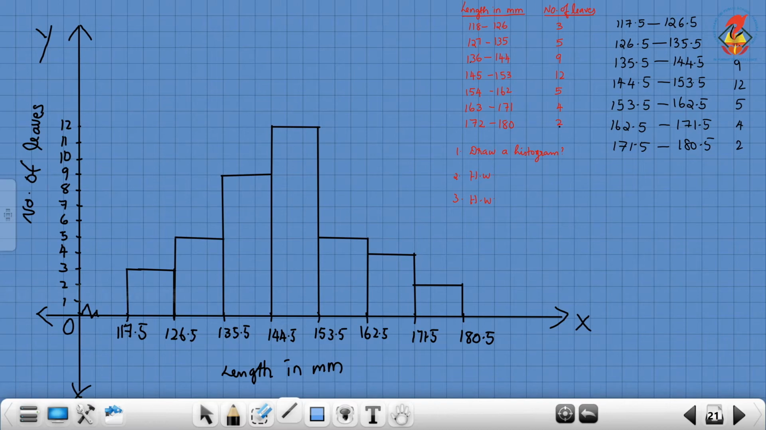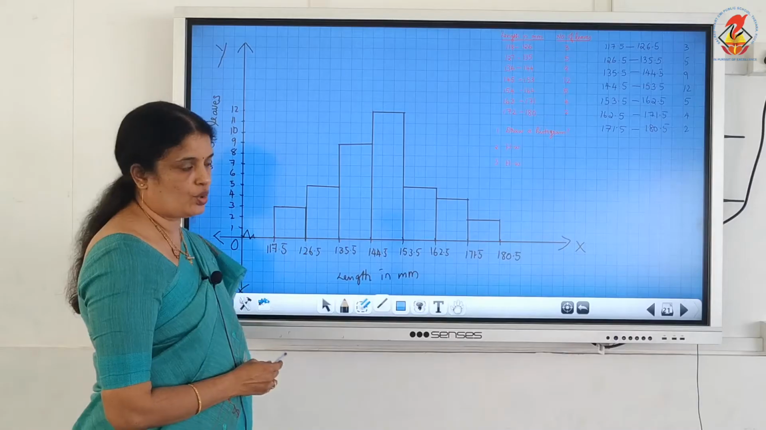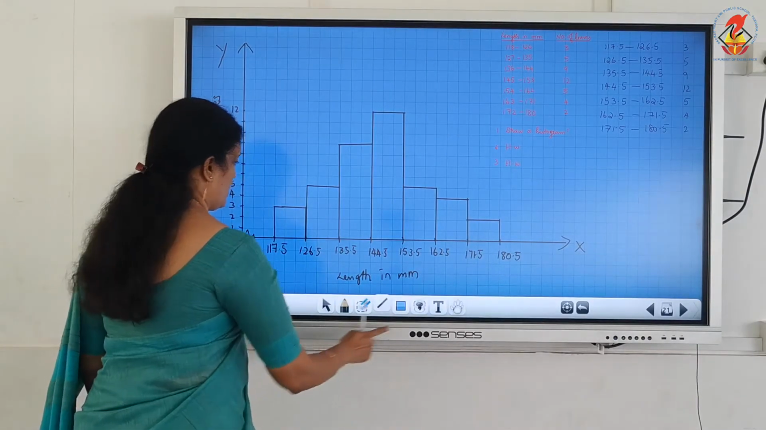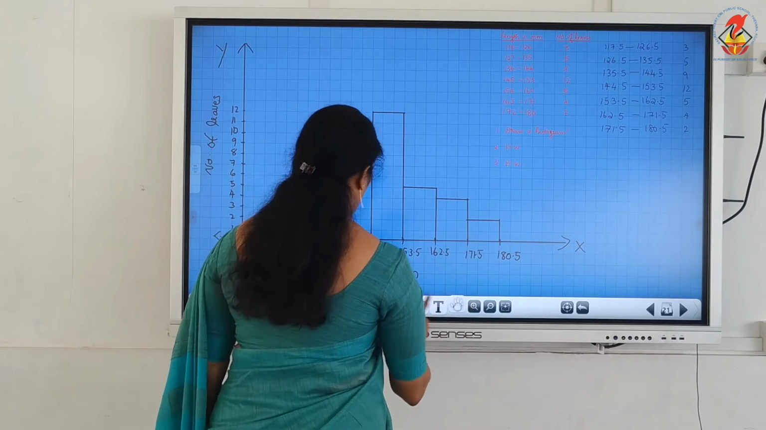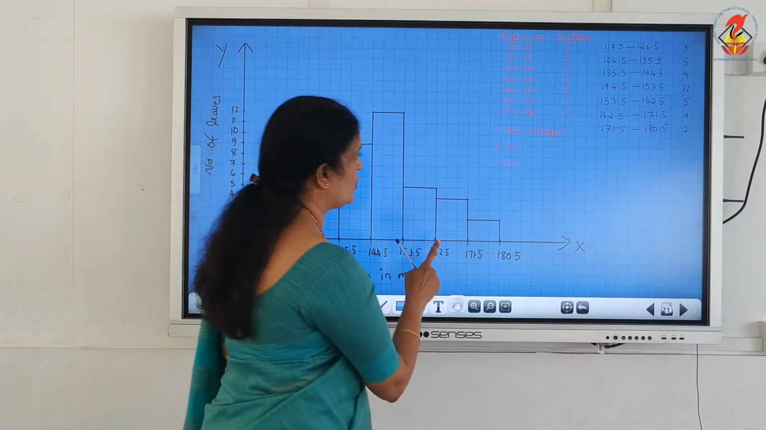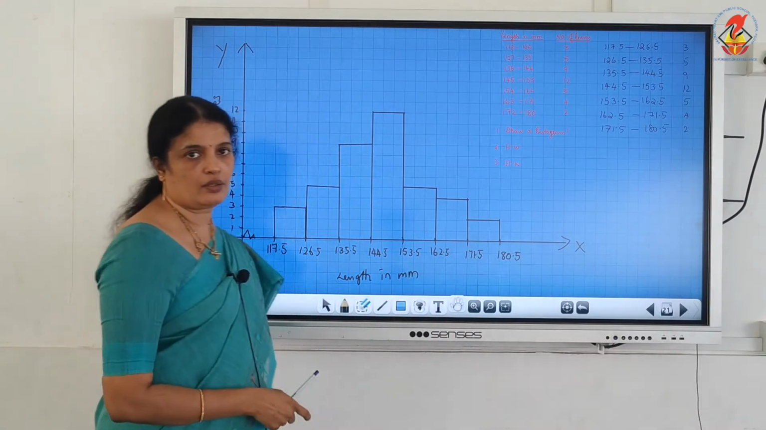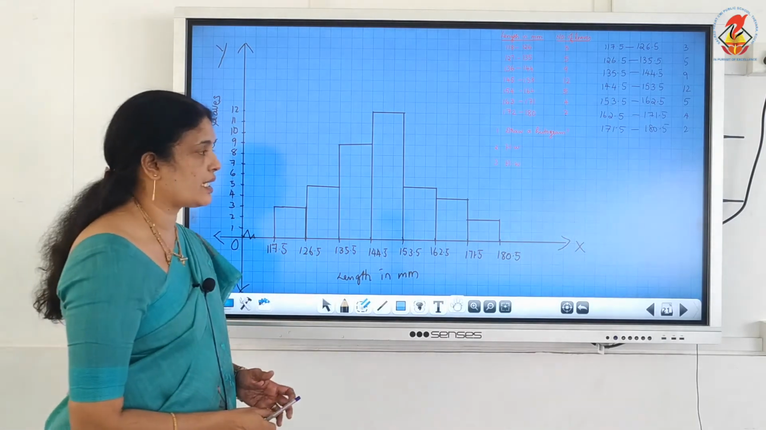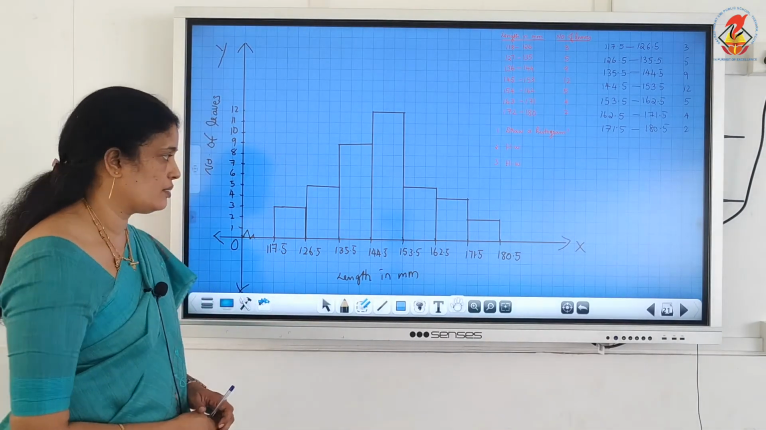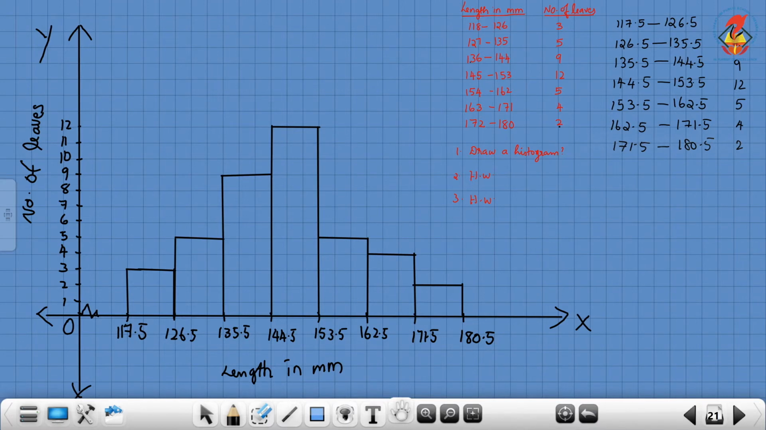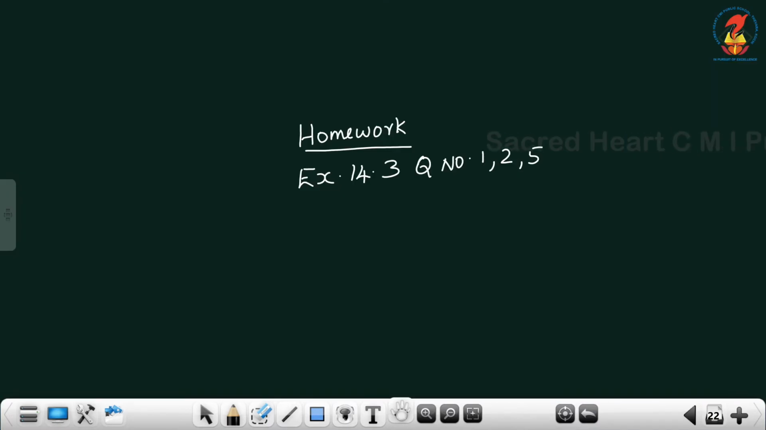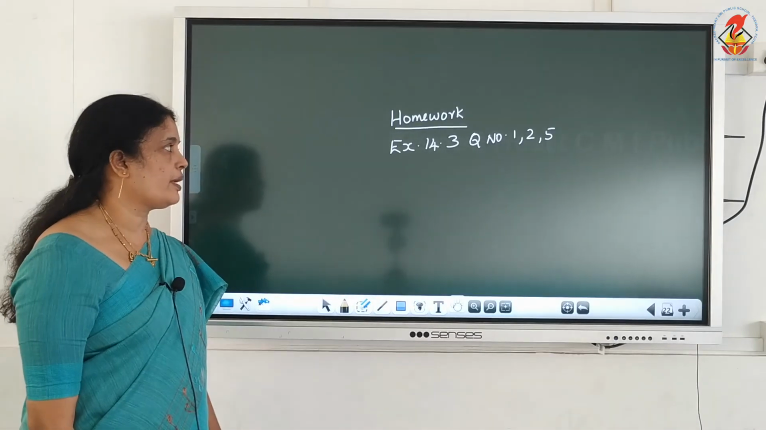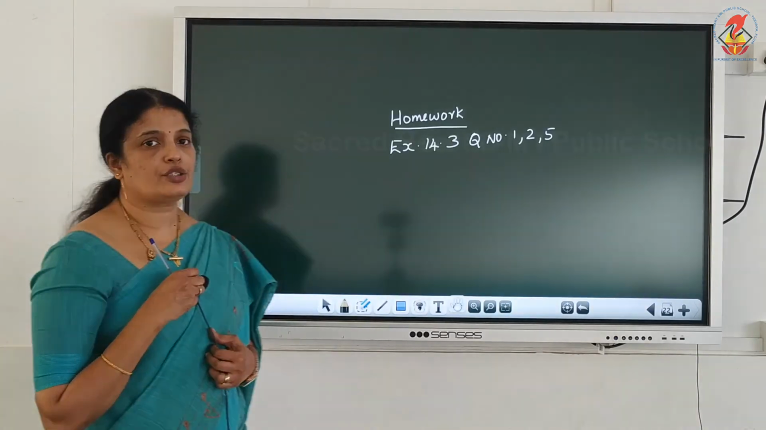Okay, this is a histogram. After this there are two questions, 2 and 3. That is homework. The second and third questions are homework. Next homework: exercise 14.3, questions number 1 to 5.